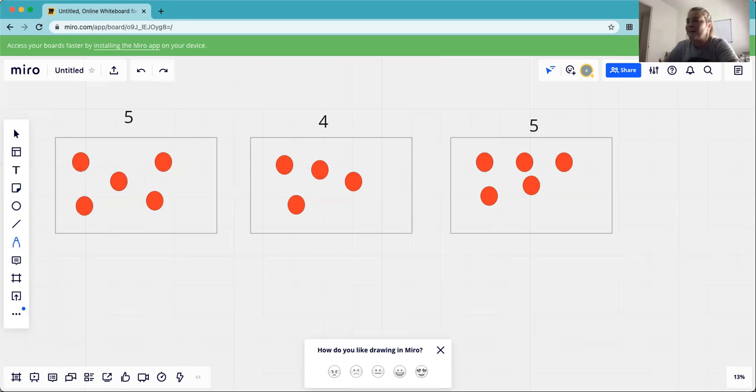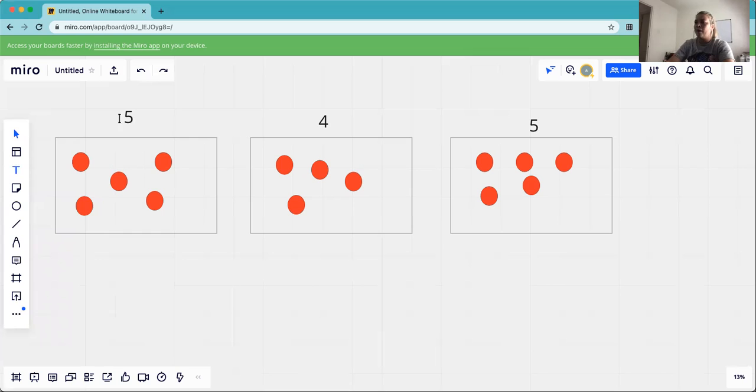I need to find out how many rocks I have in all. So I need to think, what am I going to do to figure this out? In all, add. So what I'm going to go ahead and do is add 2 of these numbers together first. But before I do that, I'm going to go ahead and write an equation.